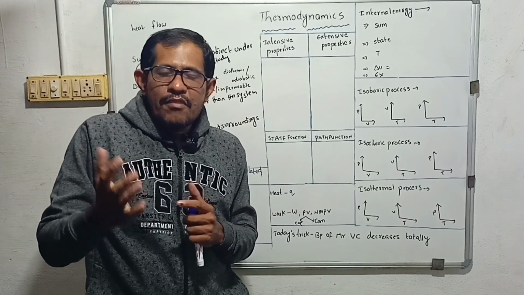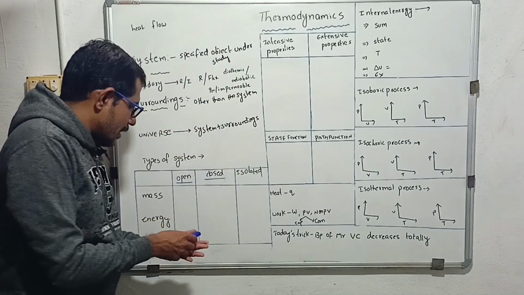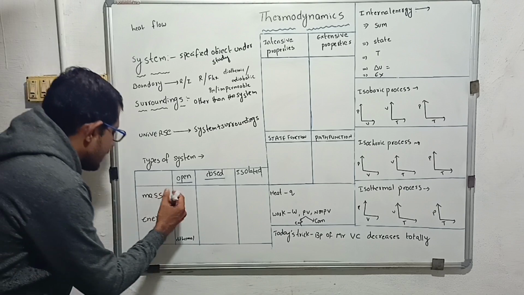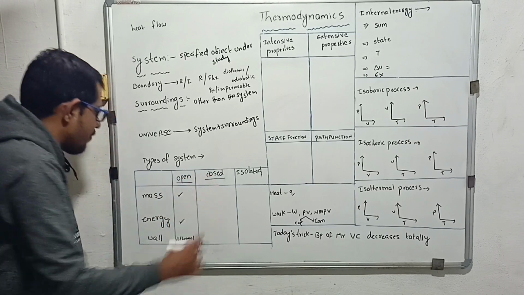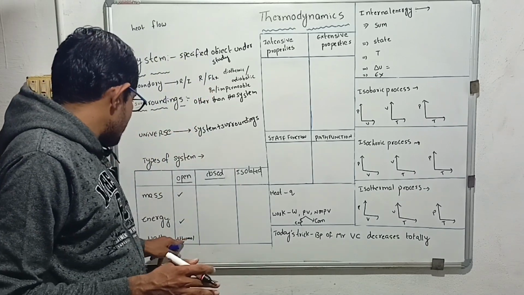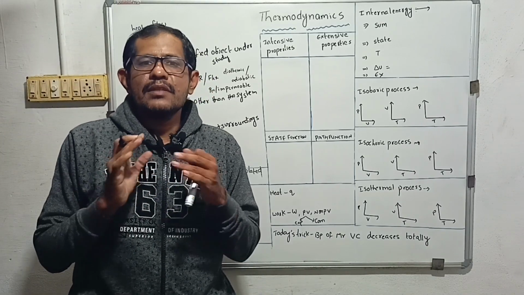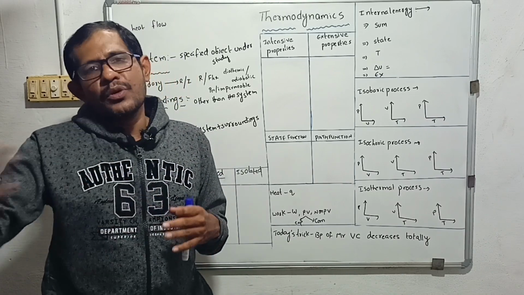So there is exchange of both mass and energy in an open system. We can write here, in an open system there is exchange of mass and there is exchange of energy. Energy means in the form of heat. And in an open system we say diathermal wall. Open system diathermal wall means it allows heat to pass through it.